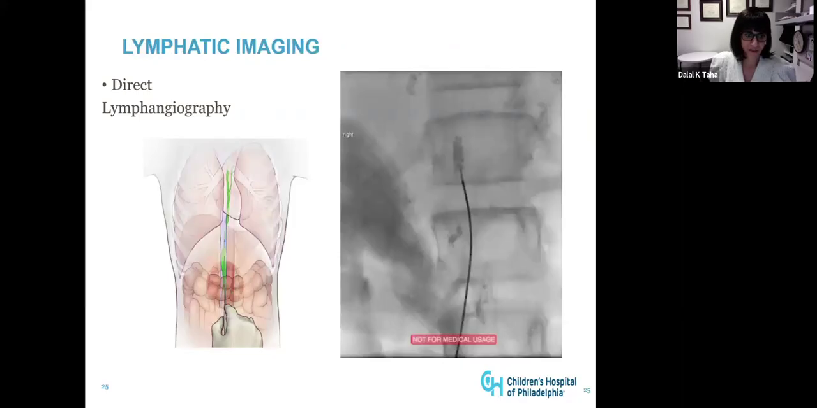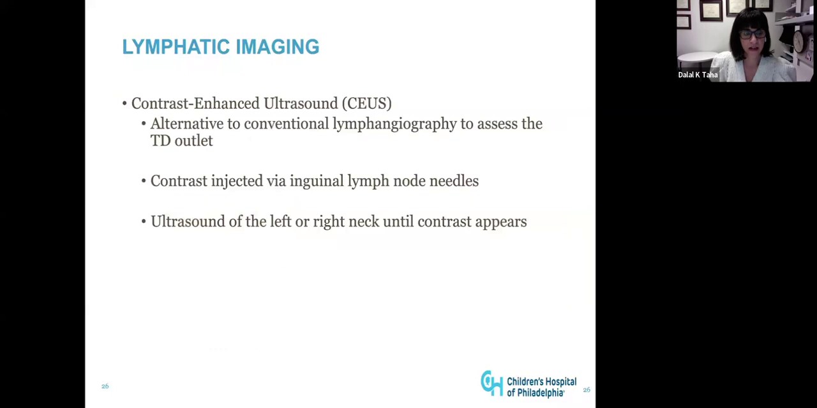So for the patient that I just showed you, we couldn't see the thoracic duct at all in the DCMRL. In cases like that, the interventionalists will often switch into direct lymphangiography, in which they use fluoro to put a needle into the thoracic duct directly and then a guide wire transabdominally so they can access the thoracic duct and instill contrast and get a better view of the thoracic duct and the thoracic duct outlet.